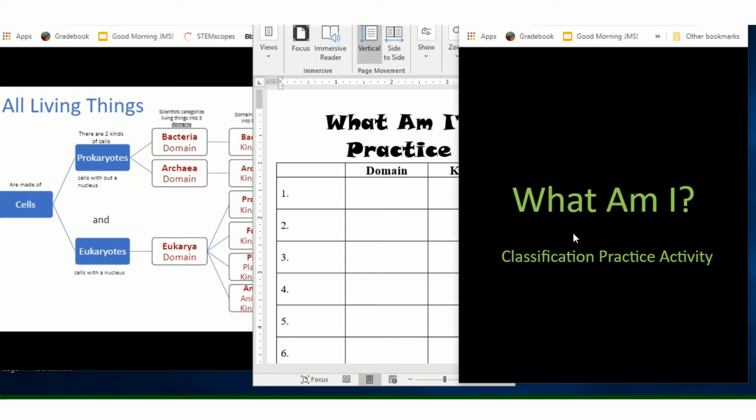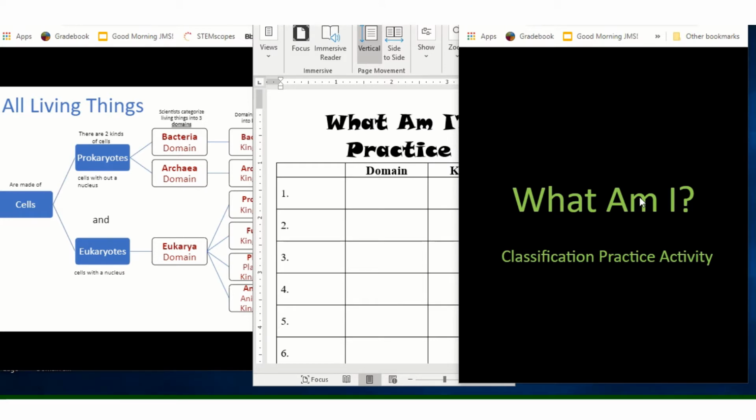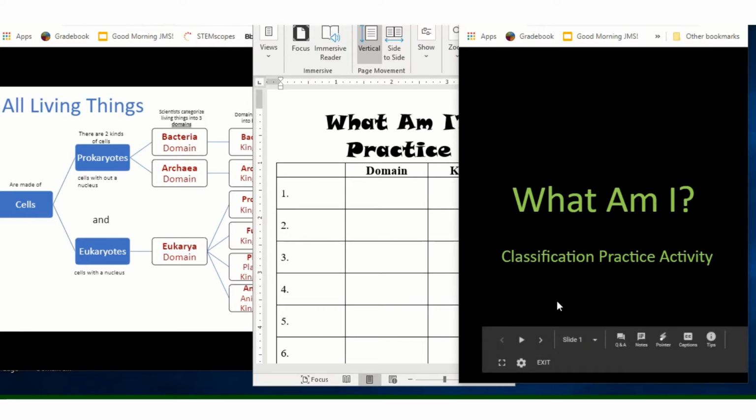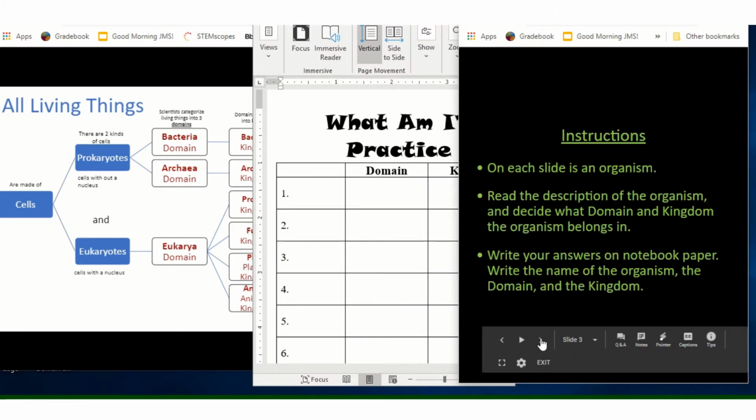Alrighty, this What Am I practice activity comes from Google Classroom. It's the top activity that says What Am I? So go ahead and open that up in Google Classroom. And you'll want the answer sheet and then your tree map next to you as well. All right, so on the What Am I? Let's go ahead and go to the instructions page.